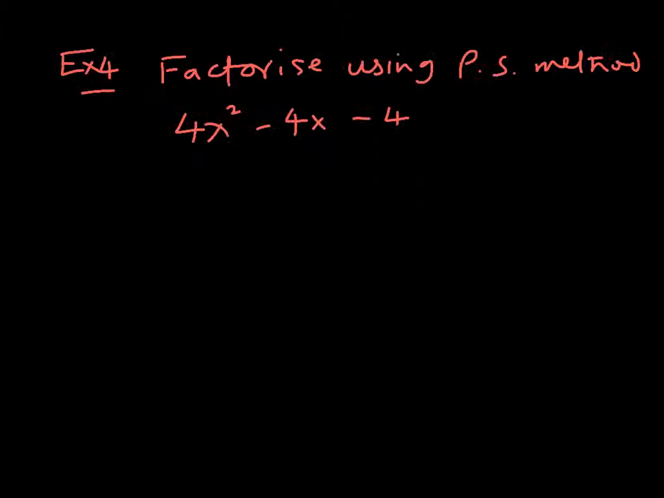Okay, so factorize using the perfect square method 4x squared minus 4x plus 4. Here we're not going to divide through by 4 as we have always done. The reason why we're not going to do that is because 4 is a perfect square itself. Perfect squares are integers that can be squared to give another integer.